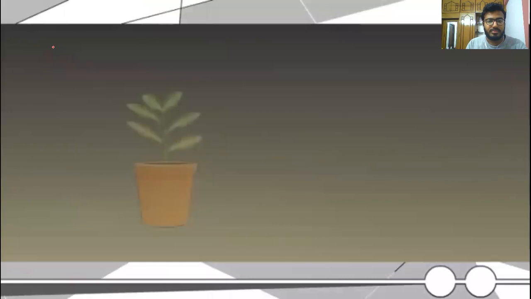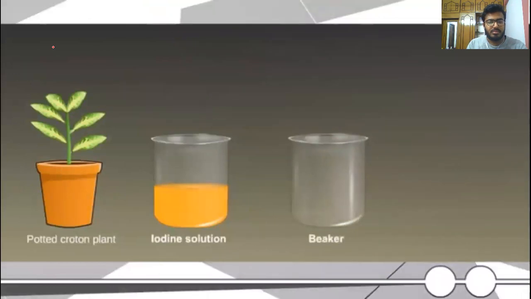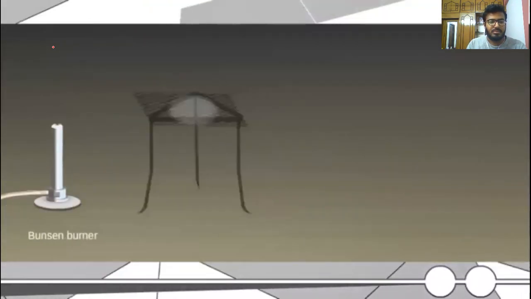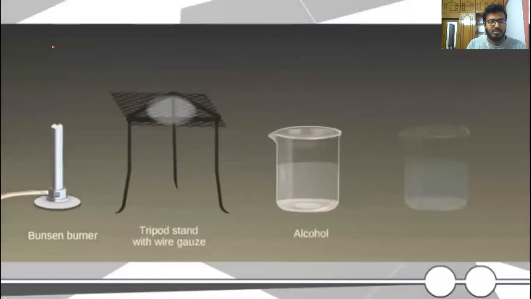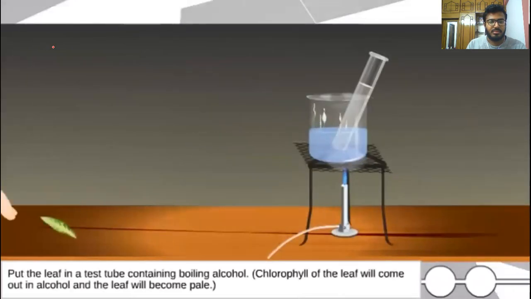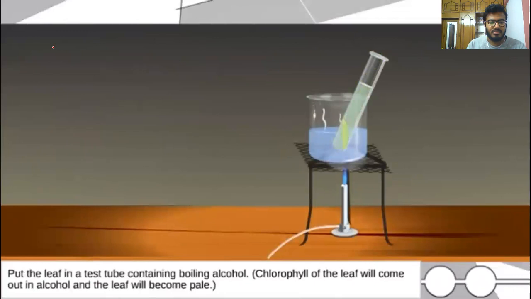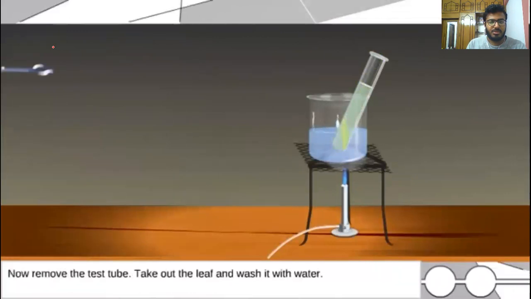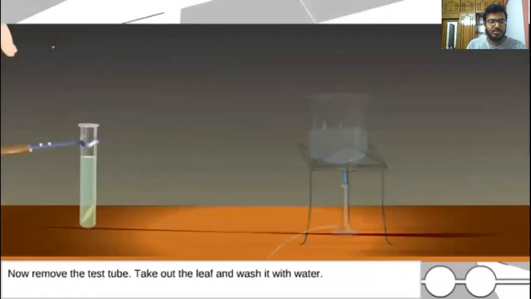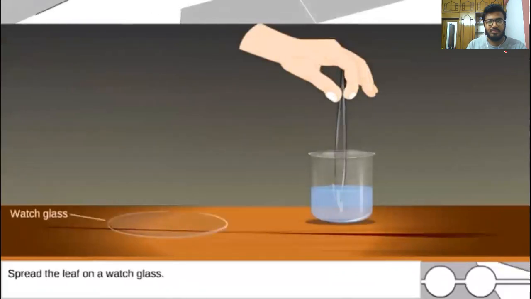Materials required: potted croton plant, iodine solution, beaker, test tube, Bunsen burner, tripod stand with wire gauze, alcohol, water. Method: detach a leaf from the potted plant. Put the leaf in a test tube containing boiling alcohol. Chlorophyll of the leaf will come out in alcohol and the leaf will become pale. Now remove the test tube. Take out the leaf and wash it with water.